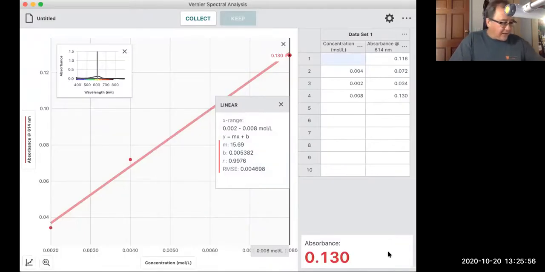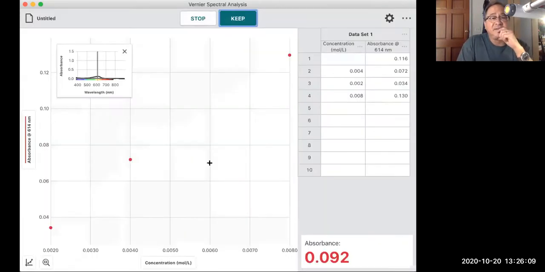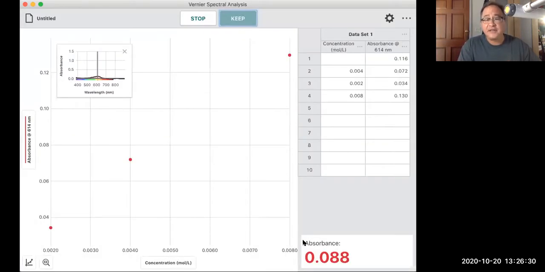And what I'm going to do here now is I'm going to take the solution of unknown concentration and put it into the instrument, and we're going to collect data. So we're going to append this. And for this new solution, we're going to see that the absorbance is 0.088. So we'll keep that. And here, we don't know the concentration. We're going to try to figure that out. So I'm going to cancel this. And remember that absorbance is 0.088.